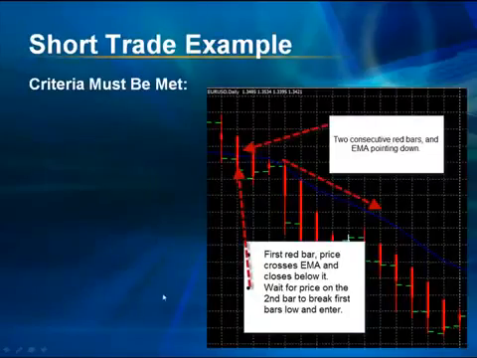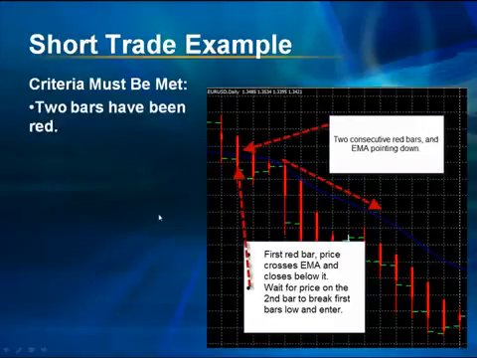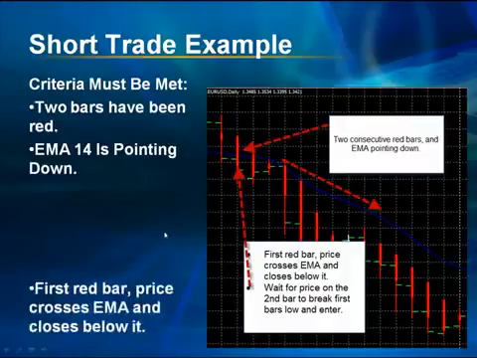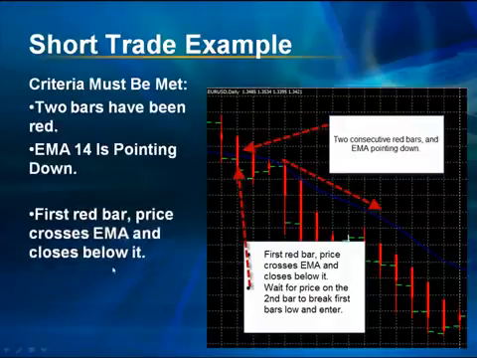So let's just take a look at an example on the presentation here, and then we're going to show you some examples on the MetaTrader charts themselves. So looking here, we have a screenshot of a chart. We look to see that our criteria has been met. We have 2 consecutive red bars, and the EMA 14 is pointing downwards, and it is sloped downwards in this case. It just has a slight slope at this point, but it's still sloped downwards, so that criteria has been met. We then look for our entry point.